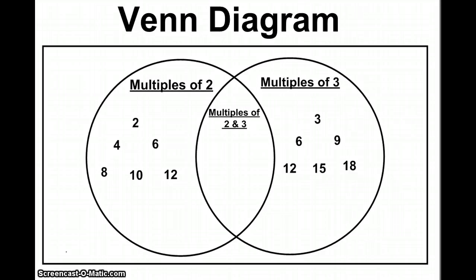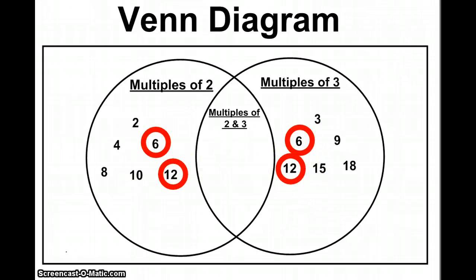Now if I look in both circles, I look for any multiples that are the same or common in each one of the circles. And if I look through my circles, I see that I have a 6 and a 12 here, and I have a 6 and a 12 here. So I've found common multiples.